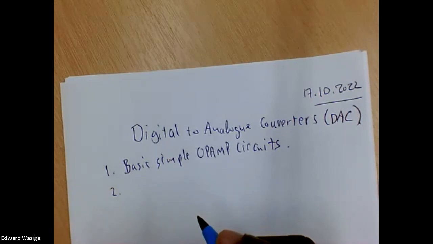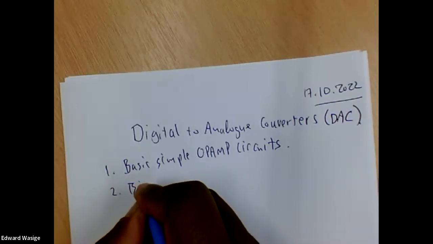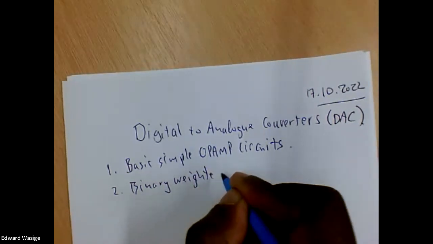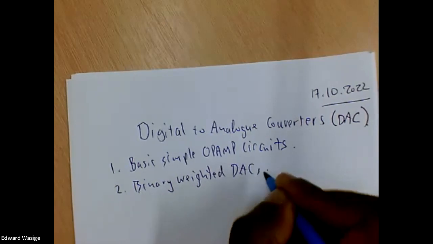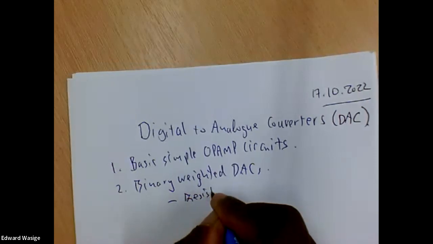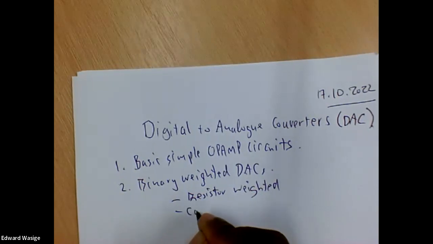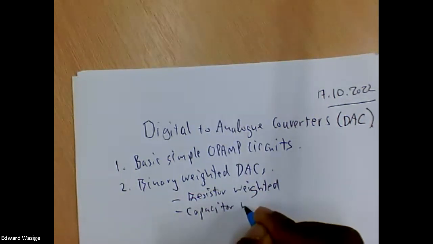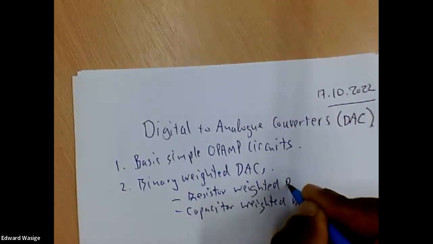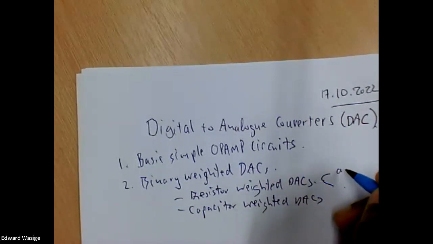Then the second thing we'll look at is, I think the general name is binary weighted DACs. This comes in two flavors, resistor weighted and capacitor weighted. The resistor one also has two parts to it, A and B.